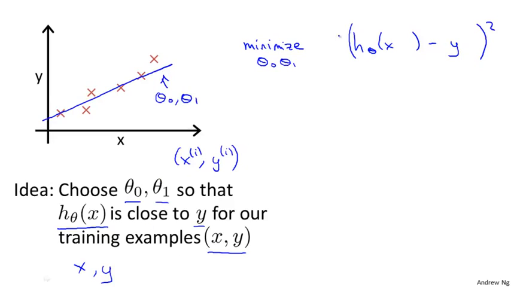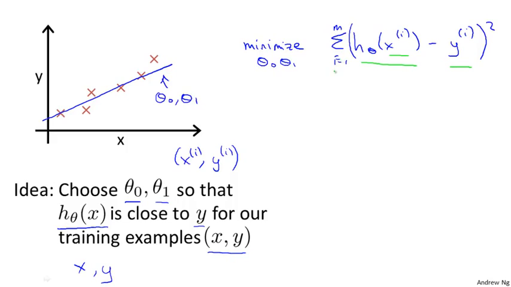So what I want really is to sum over my training set, sum from i equals 1 to m, of the squared difference between the prediction of my hypothesis when it is input the size of house number i, minus the actual price that house number i was sold for.